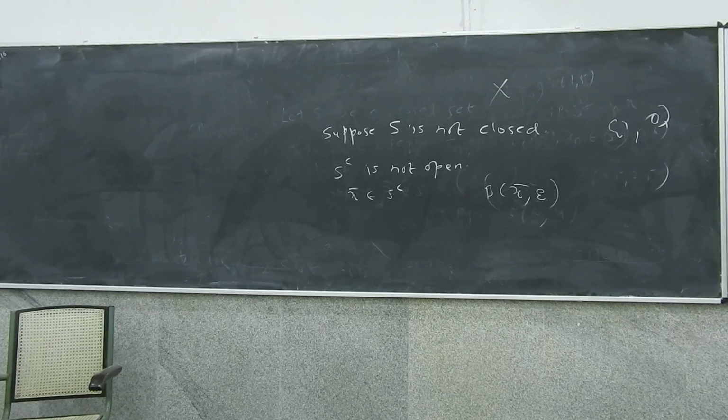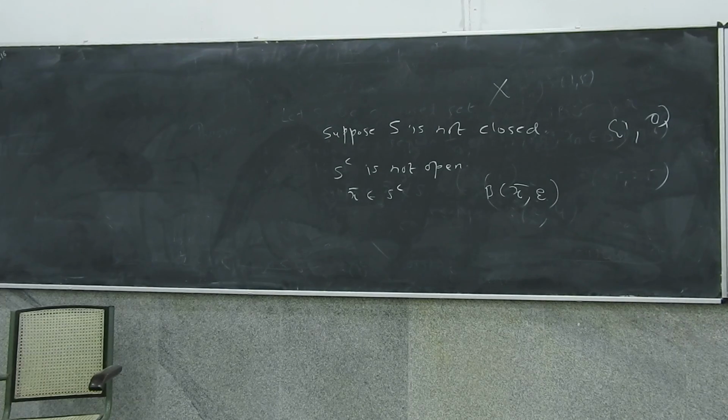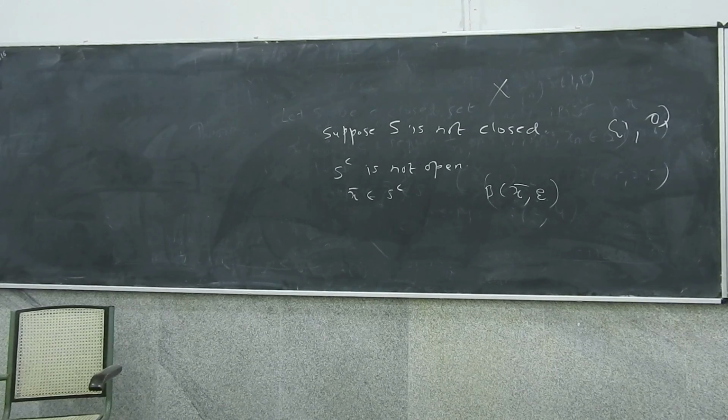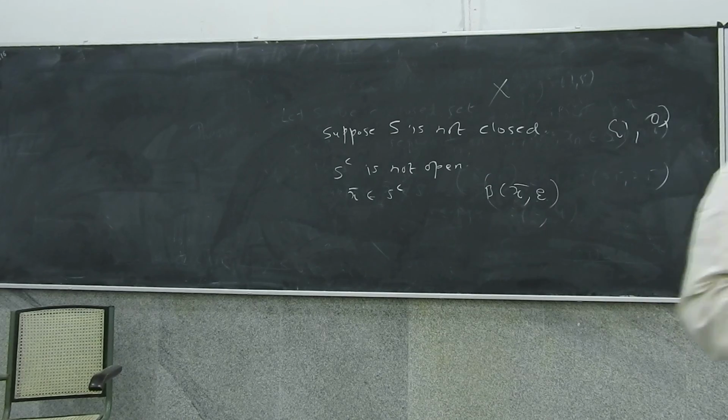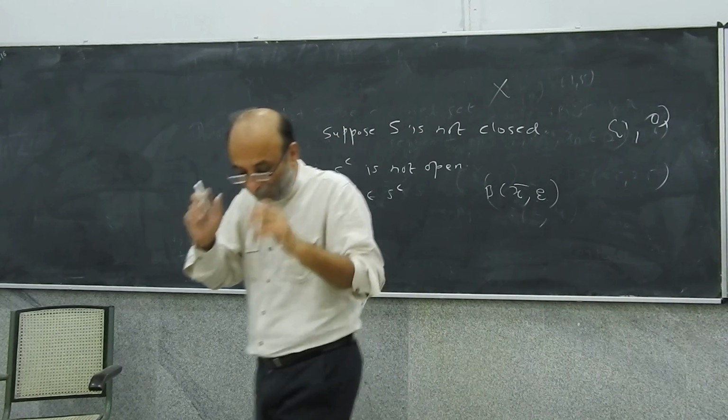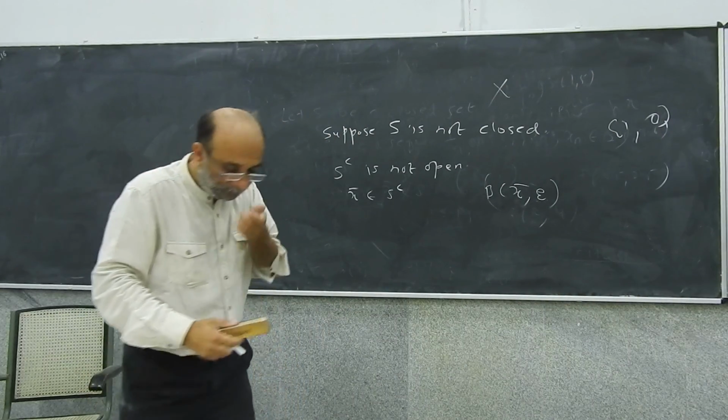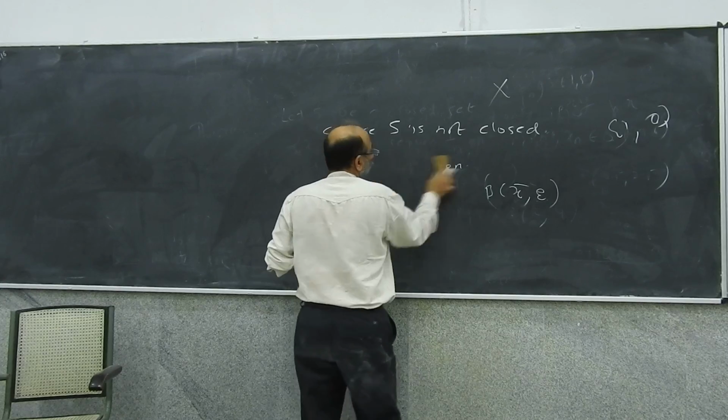If S is not closed, there may exist a limit point which does not belong to S. So if S is closed, it will contain all its limit points, and if S contains all its limit points, it is closed. Right? So therefore the if and only if part of the theorem. Okay.